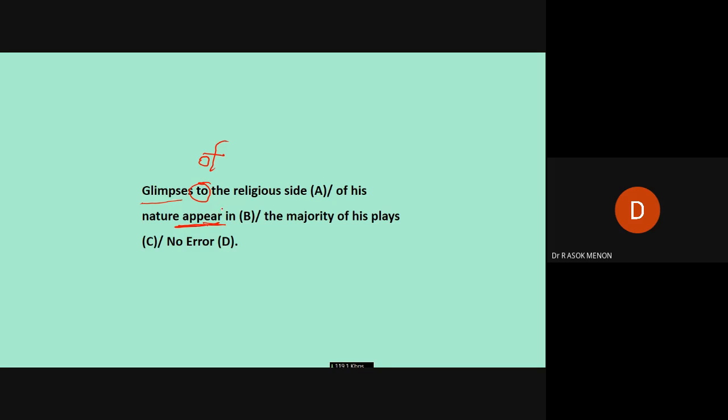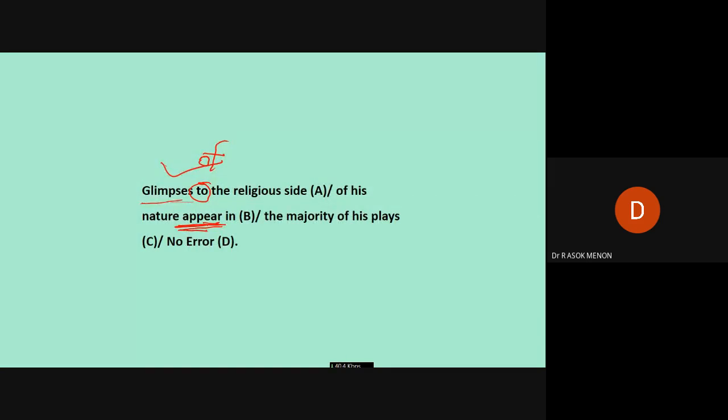So we cannot correct two segments. When you correct glimpses to a glimpse of, then you will be forced to correct this as well. But if you keep glimpses itself, then there is no need to correct this part. So we can correct only one part. Therefore, it is glimpses of. Okay, good. I got it. It means glimpses of, not a glimpse of. Then only appear will go with it, because that is agreement.